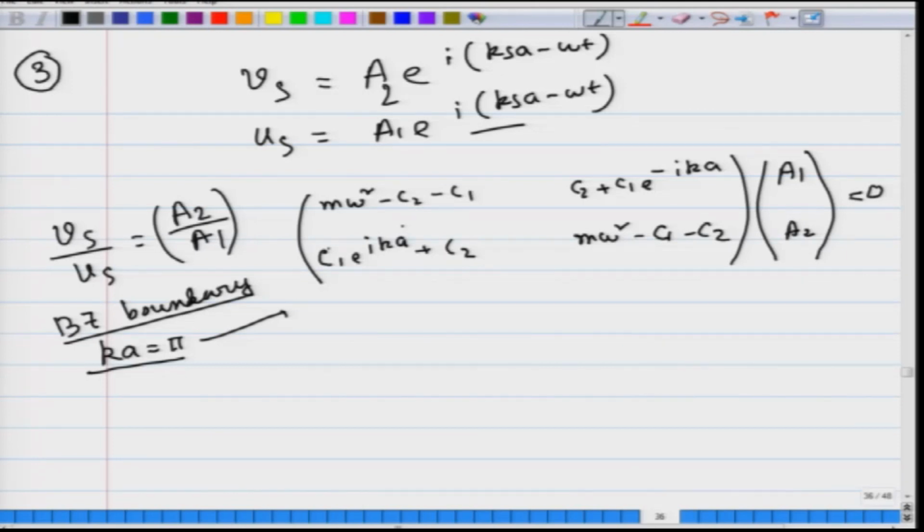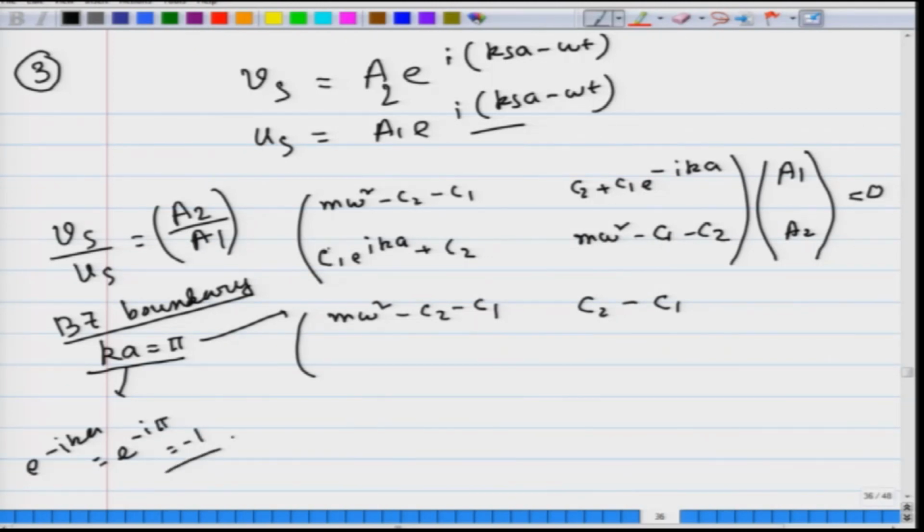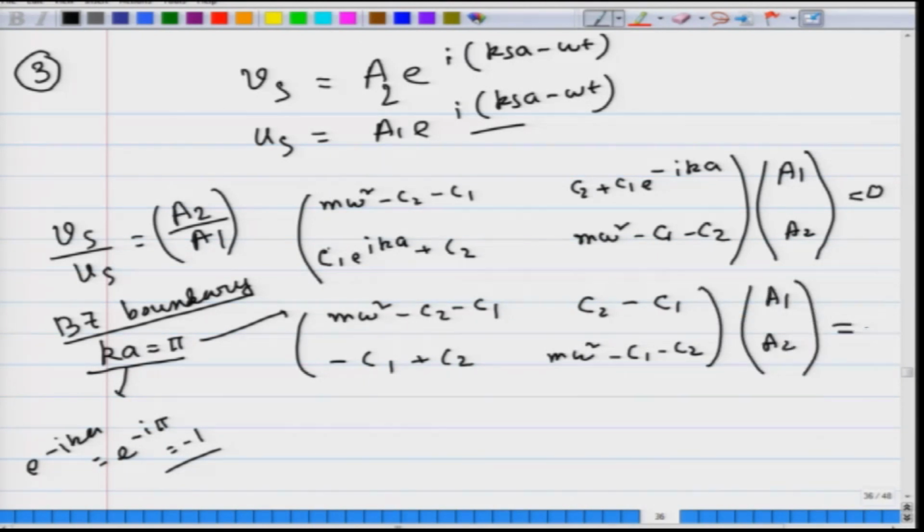If we put the value of k equals to pi here, so we get m omega square minus C2 minus C1, C2 minus C1, because e to the power minus i k a, e to the power minus i pi will be minus 1. So, C2 minus C1, and here it will be minus C1 plus C2, and m omega square minus C1 minus C2, into A1 by A2 equals to 0.